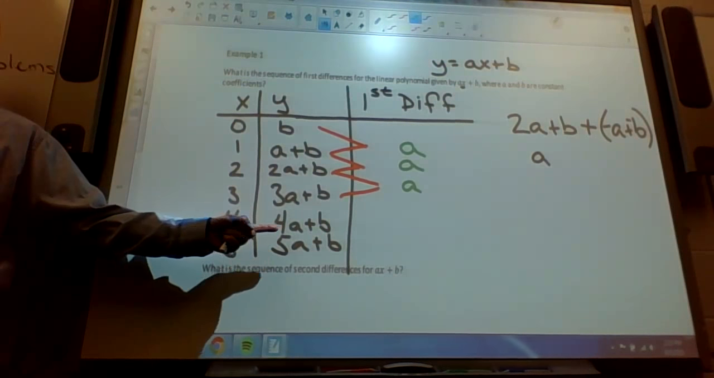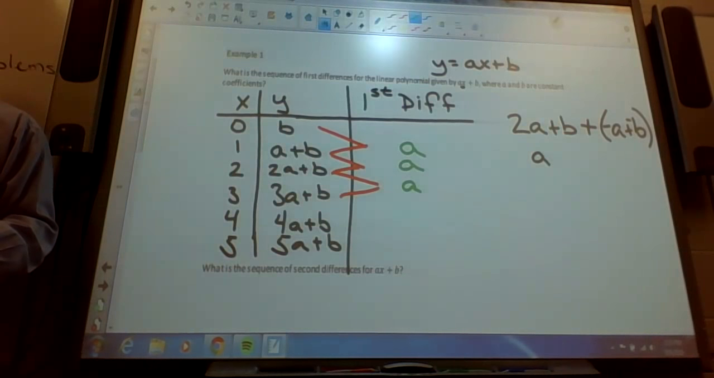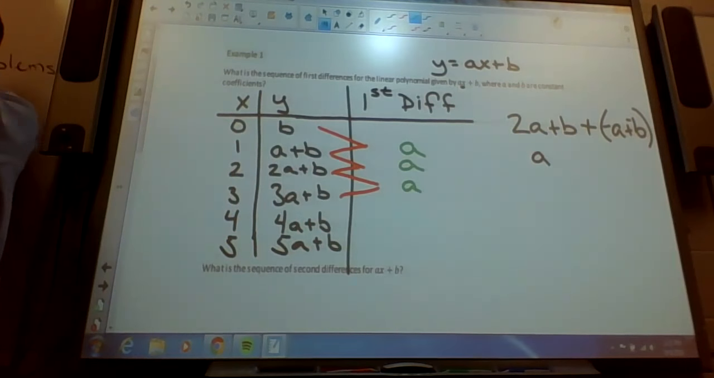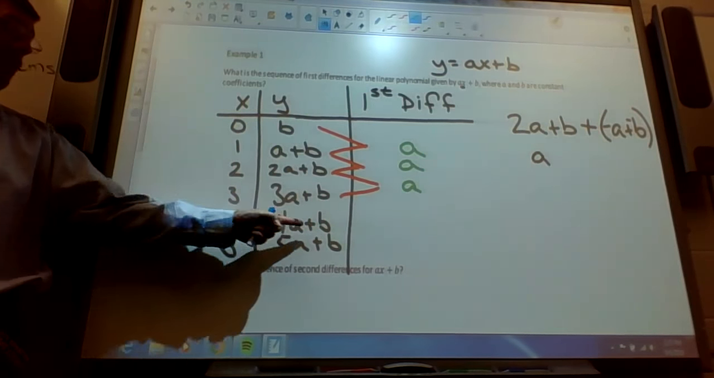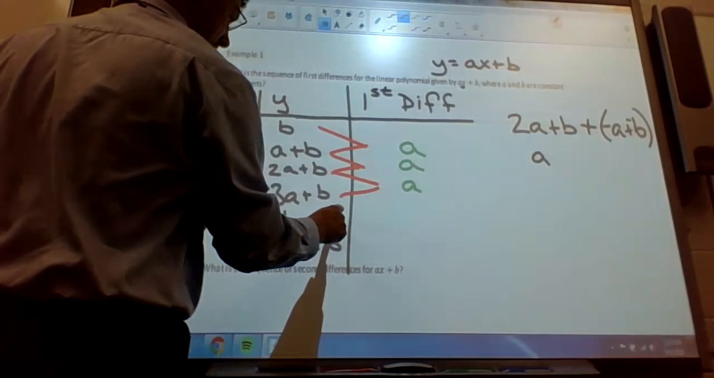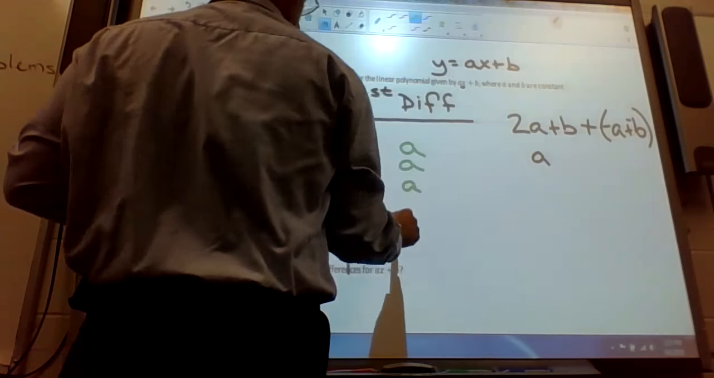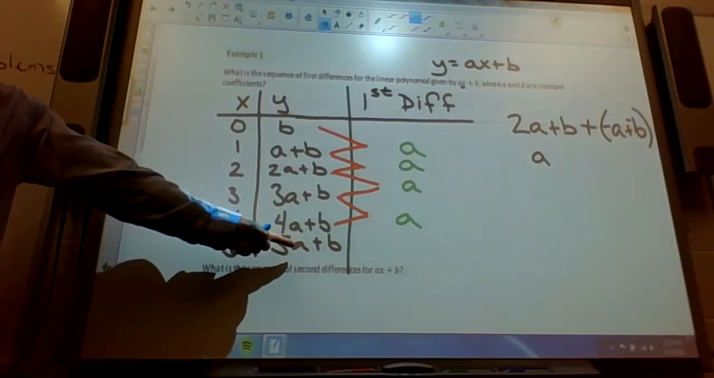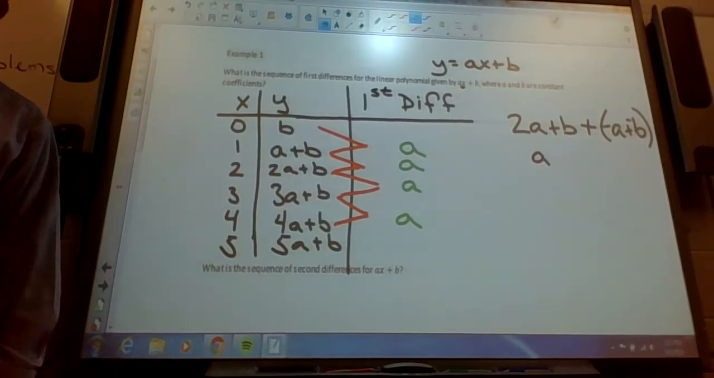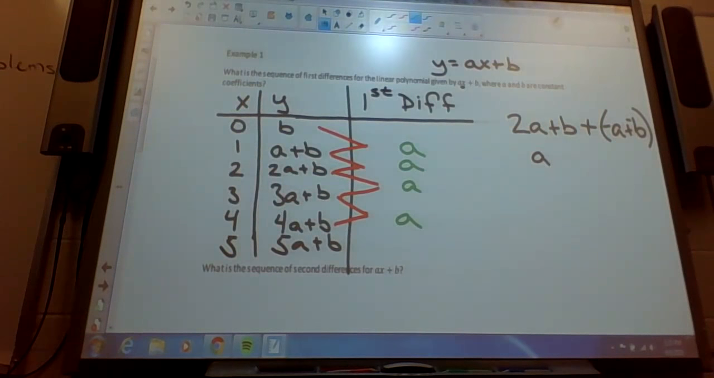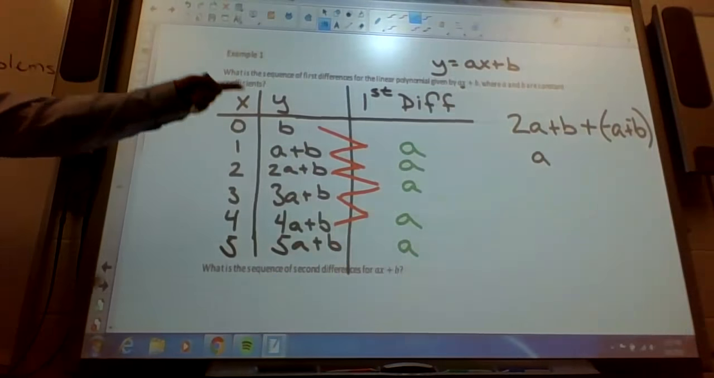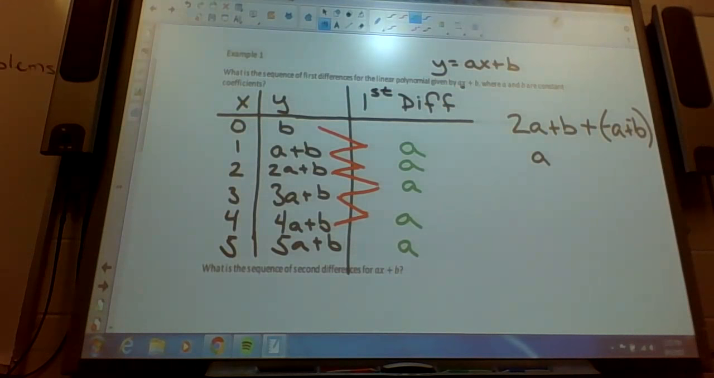I got 4A plus B minus 3A plus B. I got 4 A's minus 3 A's gives me 1 A, right? And then I got 1 B minus 1 B leaves me with 0 B. So I'm left with A again. And then lastly, 5 A's minus 4 A's leaves me with how many A's, Jordan? 1 A. How many B's? No B's. So that is going to be A again. Common first differences, right? Linear equation, that's what we expect.